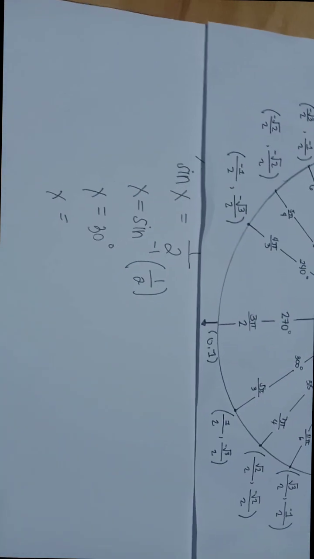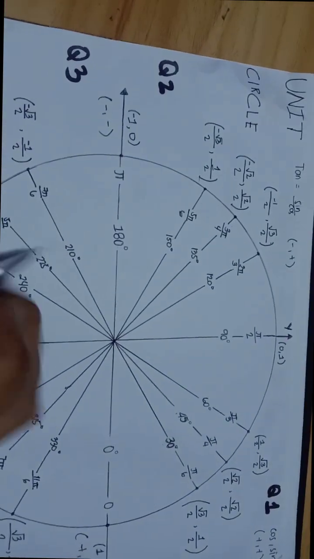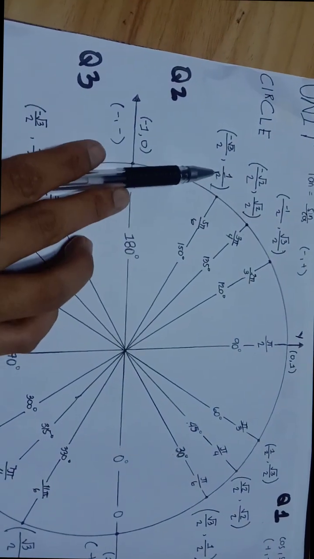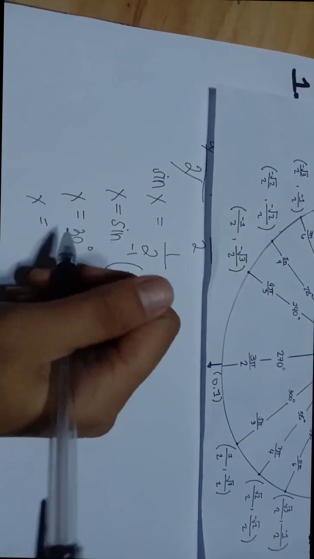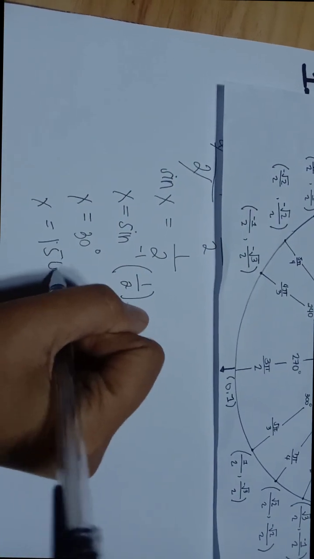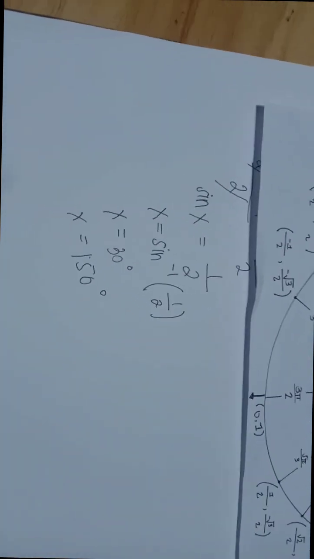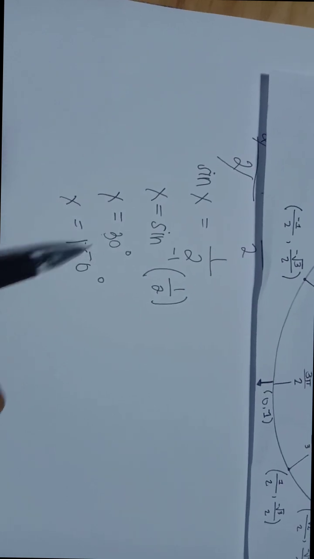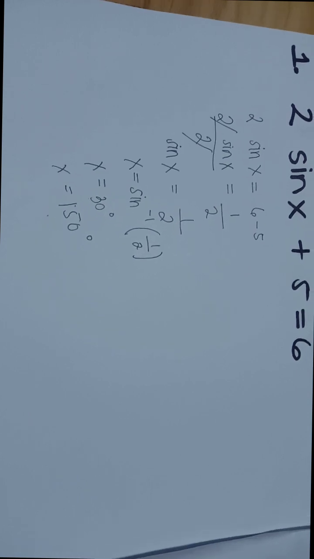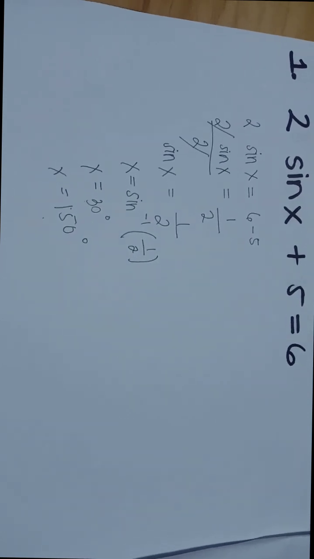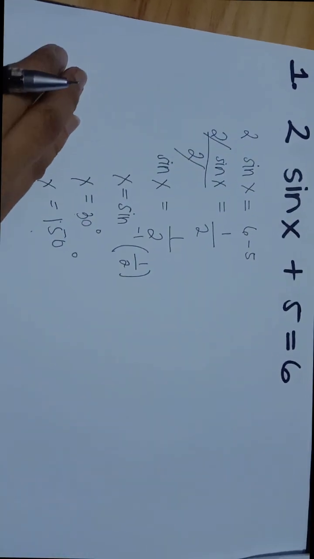How about the other one? Okay, let's take a look at the unit circle again. Where is the other 1/2? There. So the other value of x is 150 degrees. So that's our fundamental set solution. Did you get the correct answer? Okay, don't you worry. We have other examples for you to answer. Okay, let's have another one.